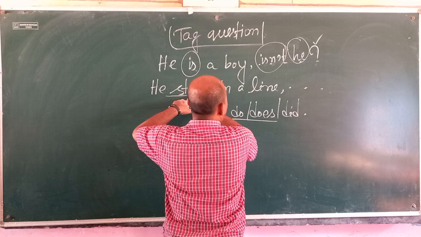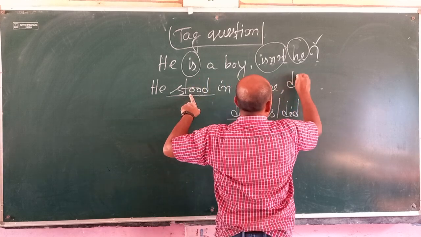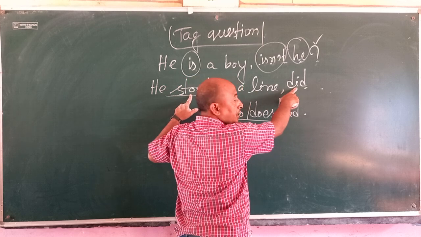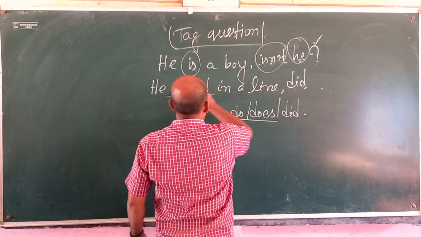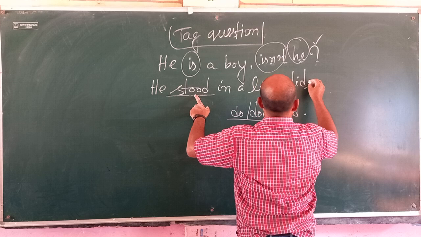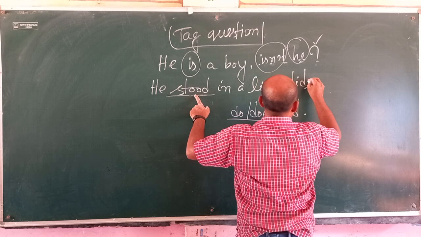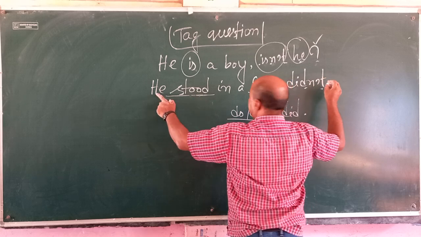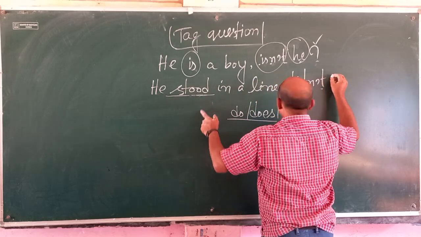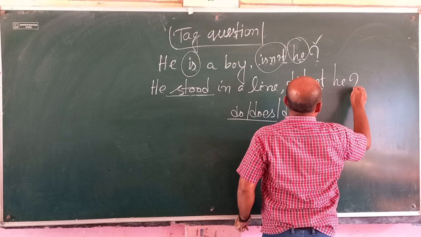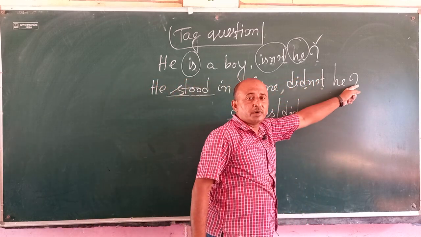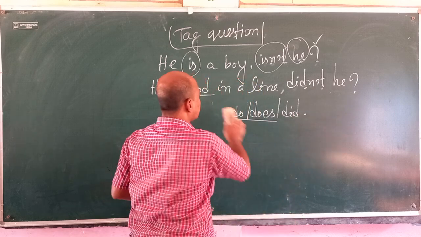This sentence is affirmative, and it is past tense. For this reason, I have written did, and it is an affirmative sentence. For this reason, it will be negative, didn't. And at last I am writing the pronoun form, and I am adding a question mark at the end of the sentence.